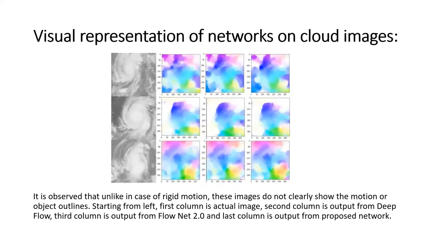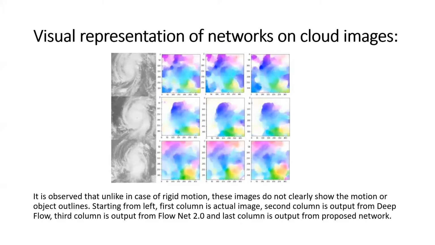So the first column represents the input images, and the second column represents the output which we extracted using the DeepFlow algorithm, and the third column is the output which we got from FlowNet 2.0, and the last column is the output which we got from our proposed network.